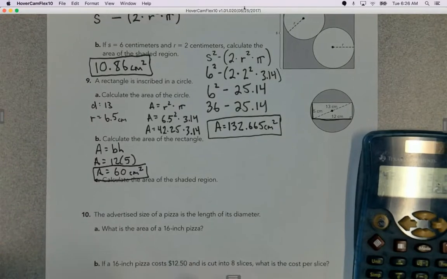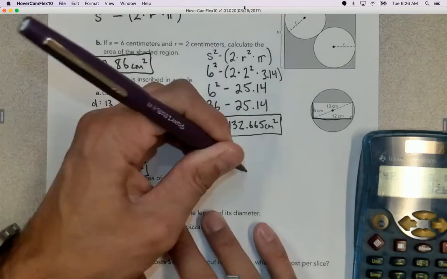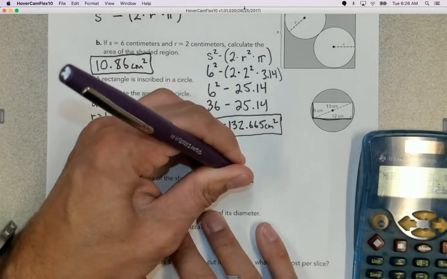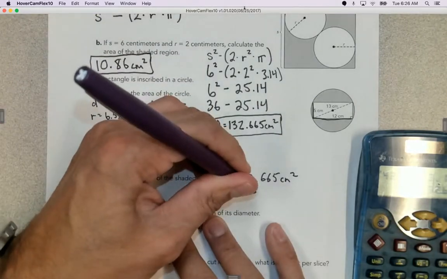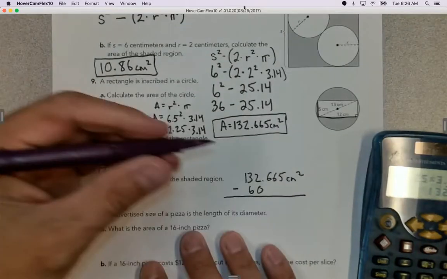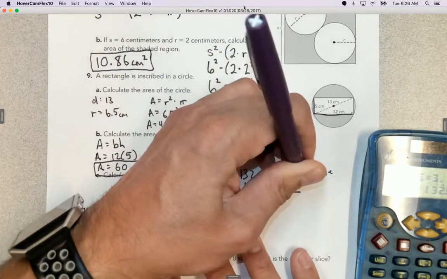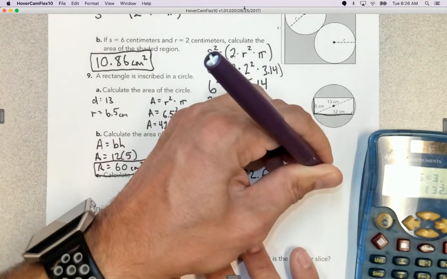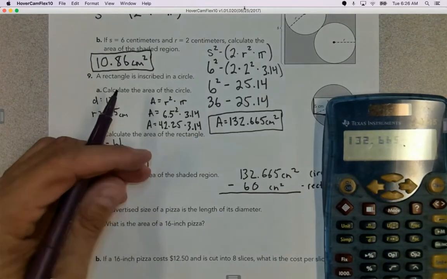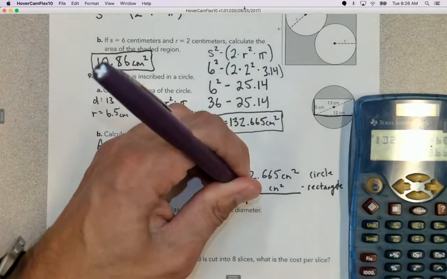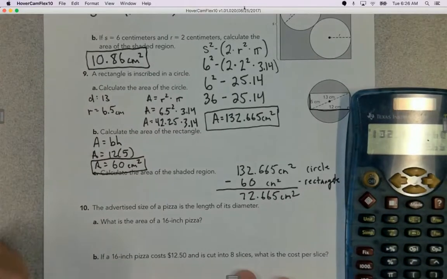To calculate the shaded region, I take the whole bigger portion. So I take the circle, 132.665 centimeters squared. I subtract the smaller version, or the unshaded part, the rectangle, which is 60 centimeters squared. And then I should have gotten my 72.665 centimeters squared as the remainder right there.